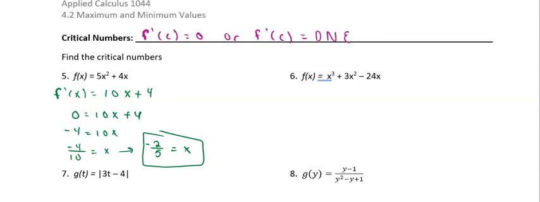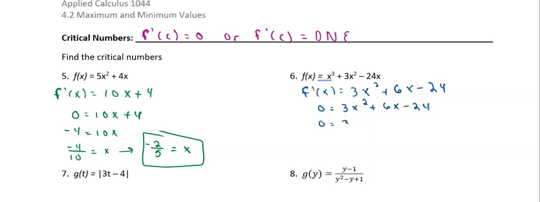Here we have x to the third plus 3x squared minus 24x. The first thing that we need is our derivative. Bring down the power, subtract 1, bring down the power, 3 times 2 is 6, subtract 1, bring down the power, subtract 1. There we go. Set it equal to 0. Now I'm noticing as I rewrite this that all of these terms are a factor of 3. So if I pull a 3 out, I'll be left with x squared. Pull a 3 out, I'll be left with 2x. Pull a 3 out, I'll be left with minus 8.